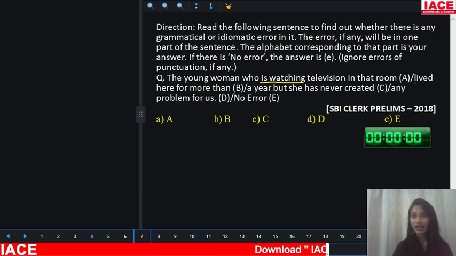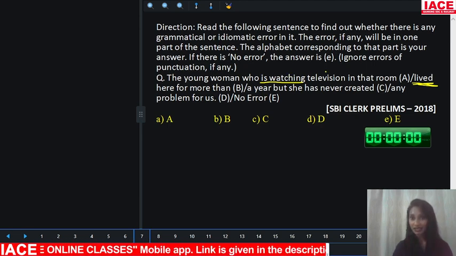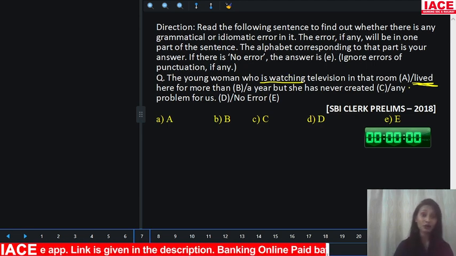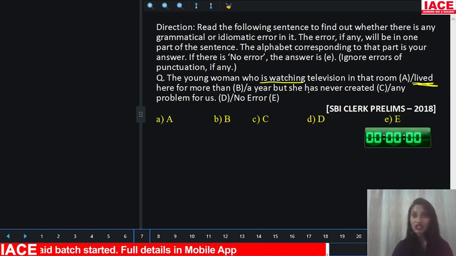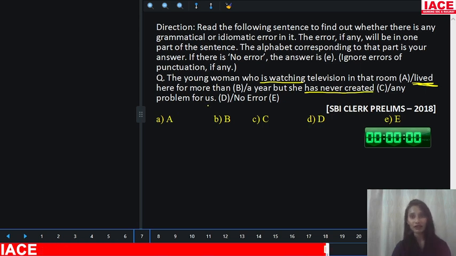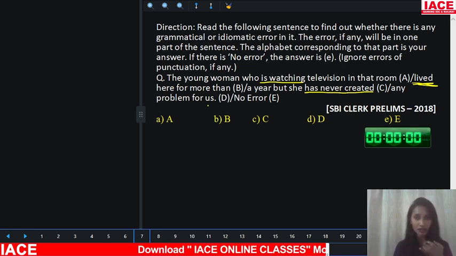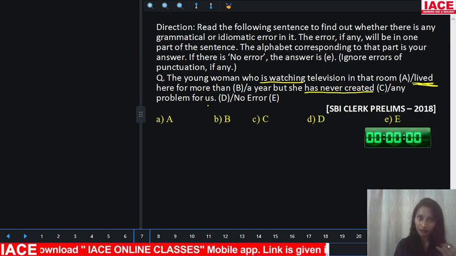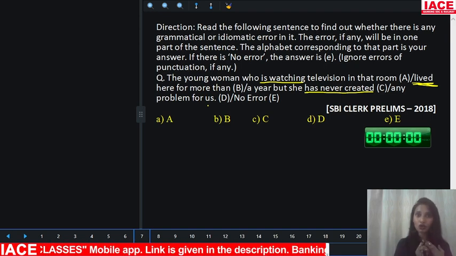So here what do we have is lived. The young woman who is watching television, present; here we got past. Let's see what more we got: lived here for more than a year, but she has never created any problem for us. Here there are three different clauses. The young woman who is watching television in that room, clause 1. The young woman lived here for more than a year, clause 2. She never created any problem for us, clause 3.